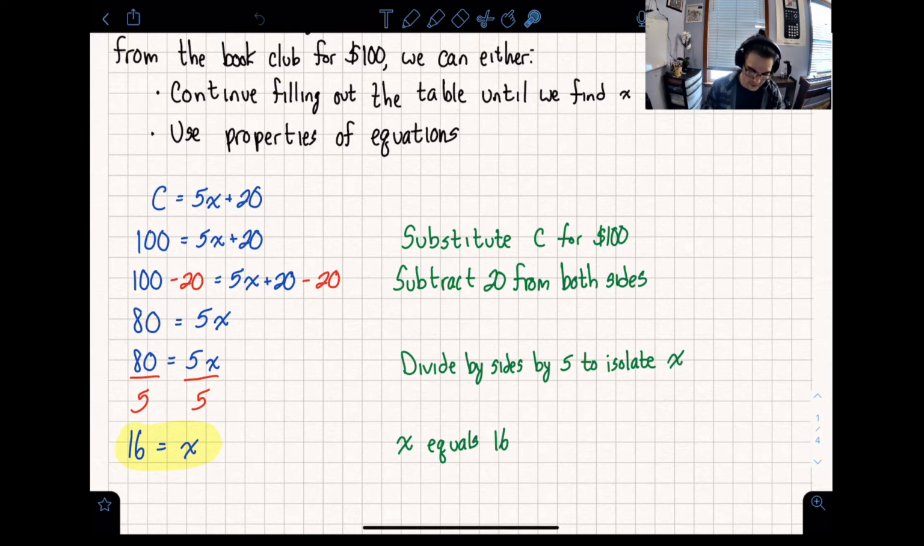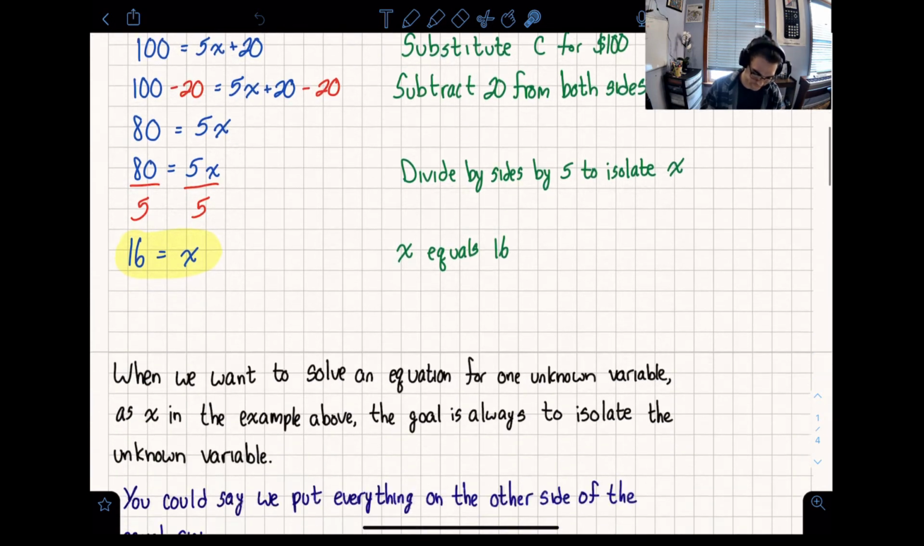And now from here, we must isolate x, and we can simply do so by dividing both sides by 5. And we divide by 5 because division is the inverse of multiplication. Since we are multiplying by 5 here, we must divide by 5 to get x by itself. So once we divide each side by 5, we get x equals 16, which tells us that after 16 books purchased, the fee for the book club will be $100.